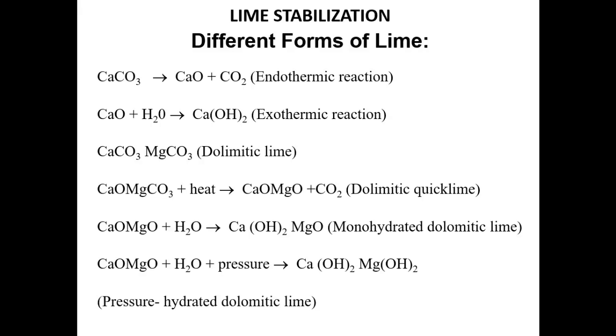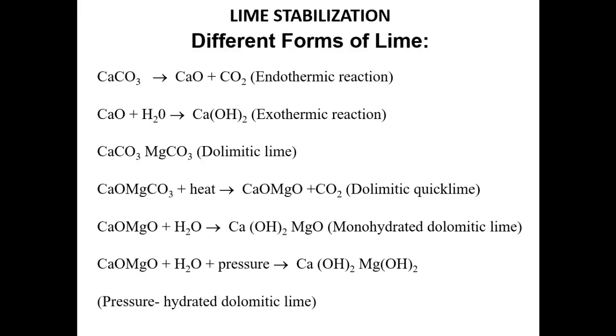Lime is obtained from limestone by heating above 1000 degrees centigrade, which is an endothermic reaction. Quicklime, when reacted with water, forms calcium hydroxide, which is an exothermic reaction. The most common impurity in lime is magnesium. Lime containing magnesium is called dolomitic lime or impure lime. When dolomitic lime is heated, dolomitic quicklime is formed.